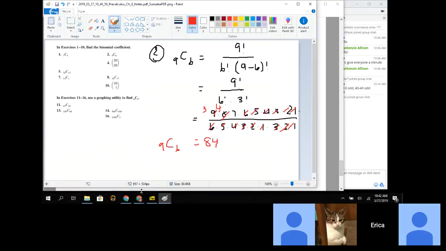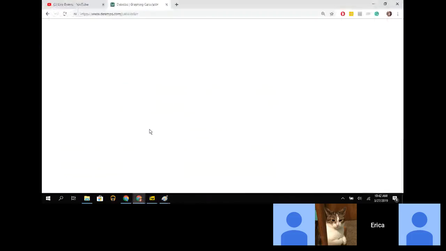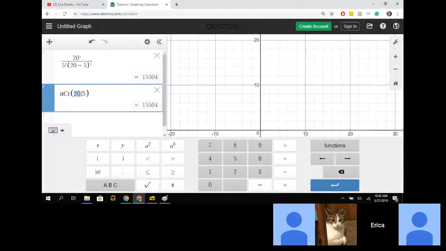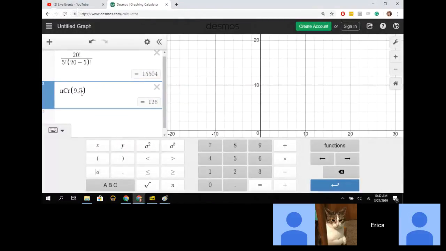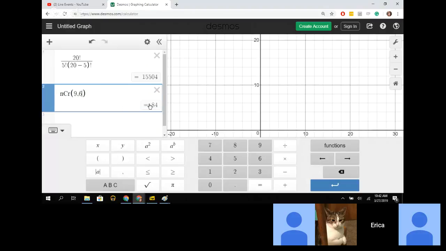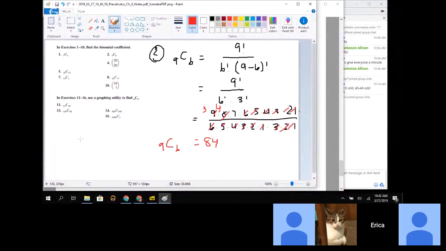So some of these you can do by hand. If you wanted to check in Desmos, of course you could do that. You have 9 choose 6, 84. Okay. What if you have number 4, which is, you have 20 items and you're going to choose 20. How many combinations of that do you have?